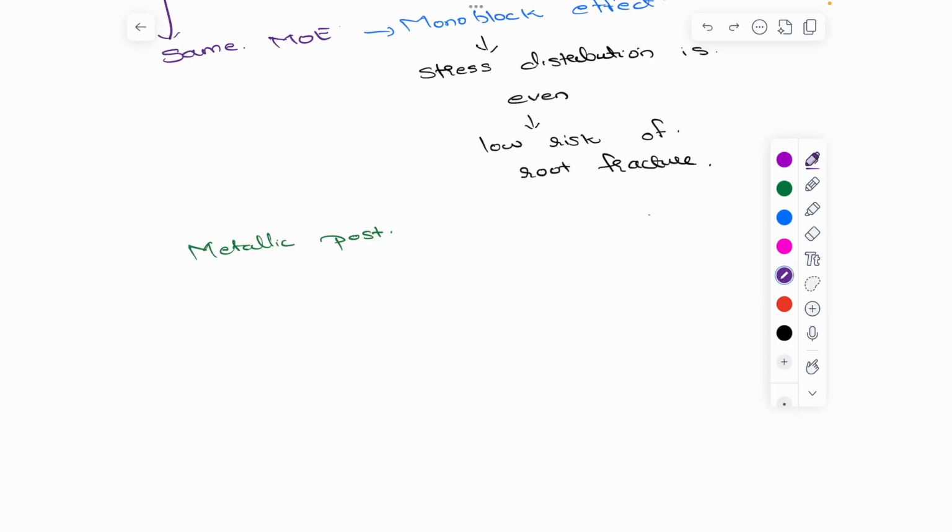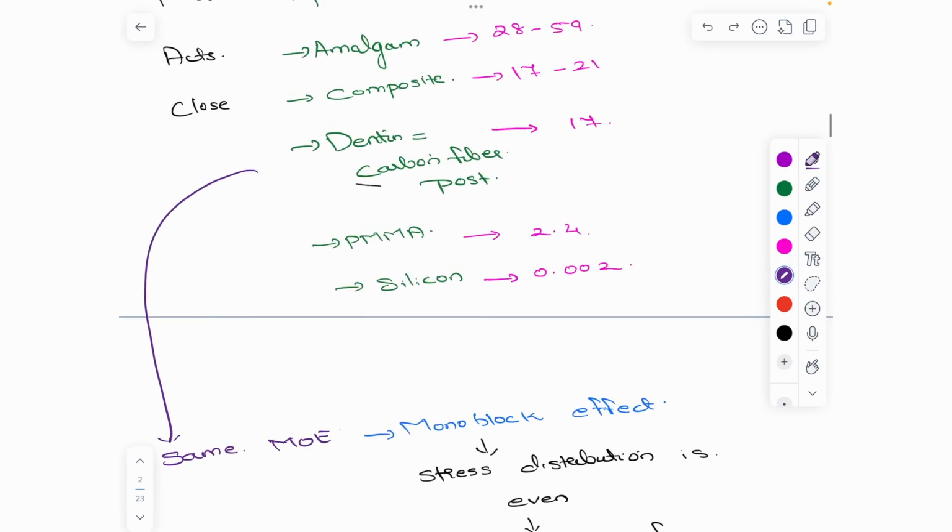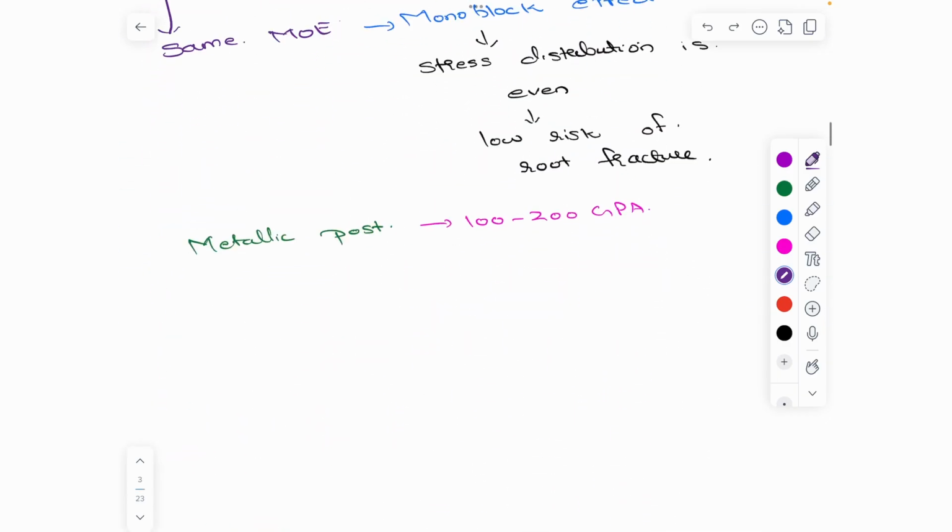Now remember, the metallic post has got a very high value, that is 100 to 200. So let's see the difference. One is your 17 or 20. This is 100 to 200. How to remember it easily is, I would say, one is 20 and the other is 200. At least, so yes, that's it.